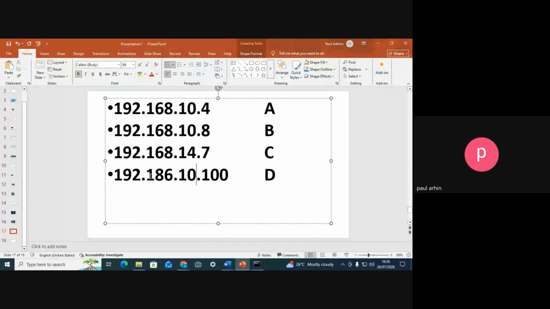Last one, 192.186. This is 186. This is 168. 168. 168. Now that alone has deviated the whole equation. So this last one here also can't connect with this device here. In this case, C and D cannot communicate, but A and B can communicate effectively because they have their network part being the same.